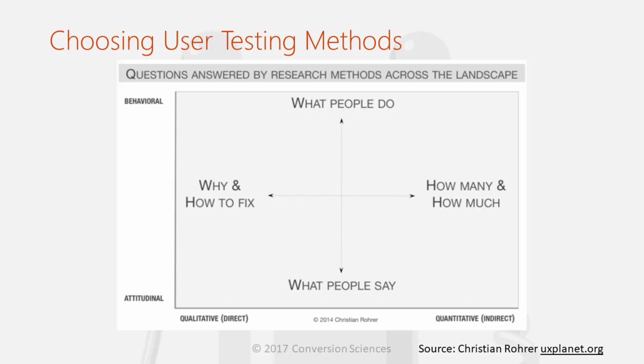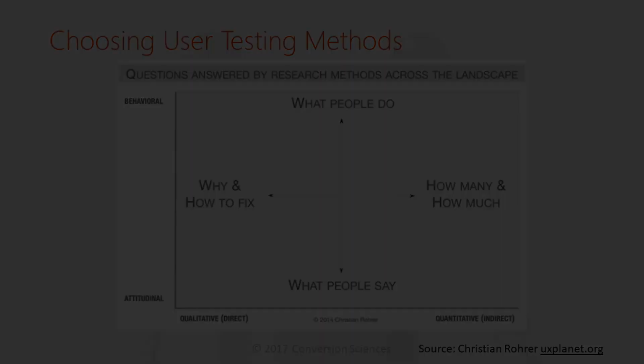Why and how to fix it, that might be a survey. What people do, as I said, analytics, A/B tests, things like that. How many and how much, that would be where we give them a task and ask them to complete it and see how long it takes them to do it and if they're successful. And then what people say is going to be things like focus groups and online panels.